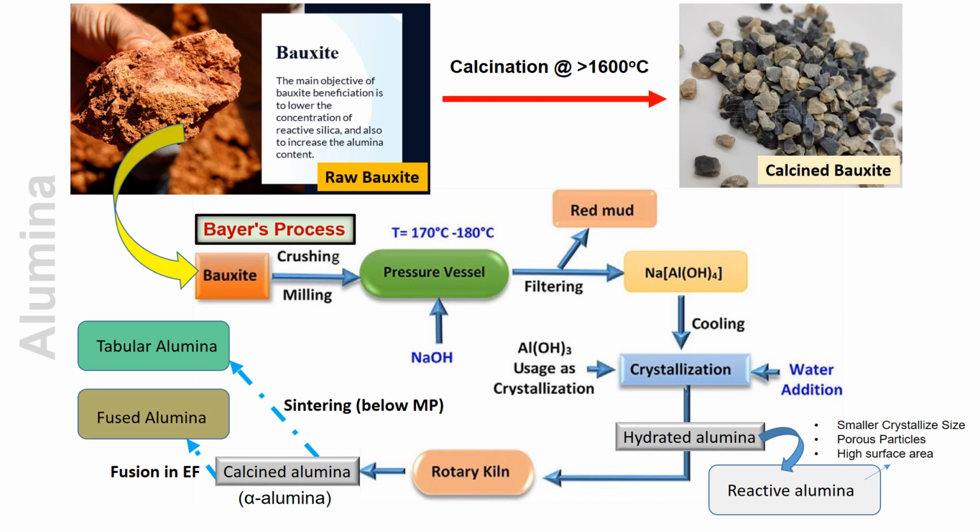We can start with raw bauxite, which is available in nature and is the mother of any high alumina resources. Concerning resources, certain beneficiation through caustic liquor lowers the concentration of reactive silica and increases the alumina content. Calcined bauxite can be obtained after calcination of raw bauxite, preferably above 1600 degrees centigrade. Some images of both raw and calcined bauxites are given in this slide.